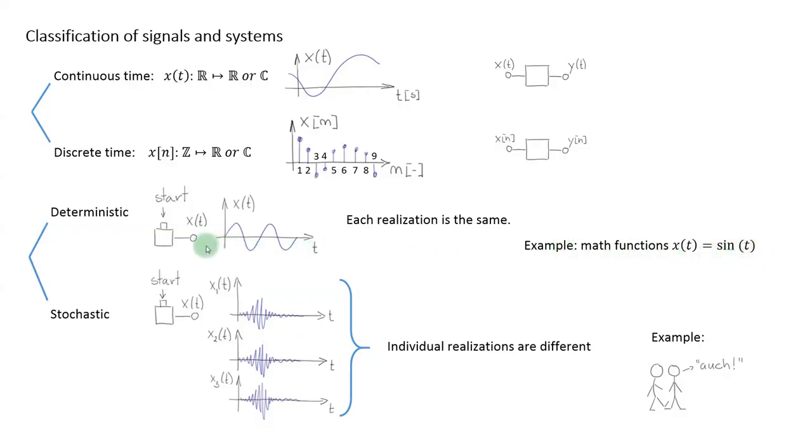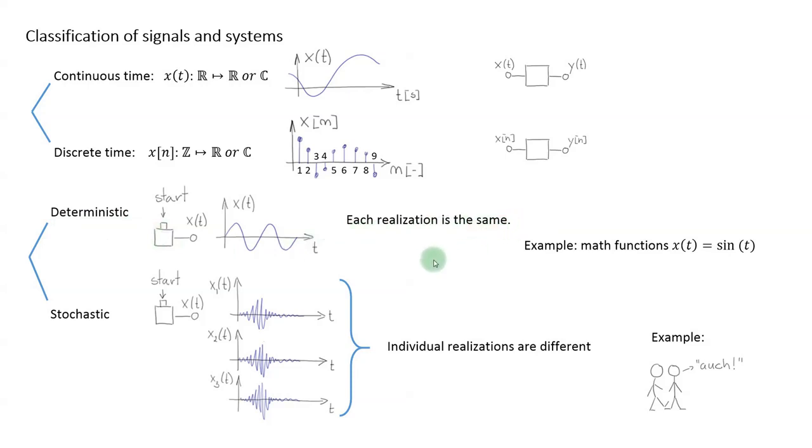Now, the output of a deterministic system is a deterministic signal, and the output of a stochastic system is a stochastic signal. And these individual measurements of the stochastic signal are called realizations. In case of the stochastic system, these individual realizations are different. In the case of the deterministic system, each realization is the same.